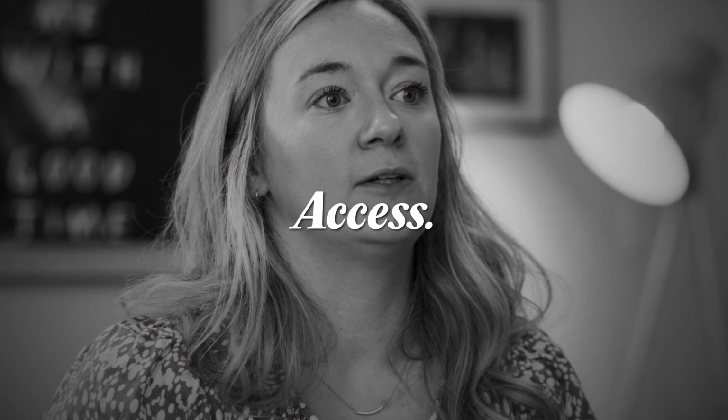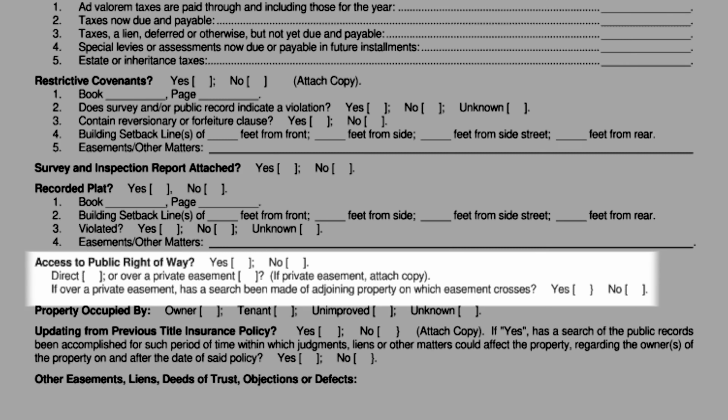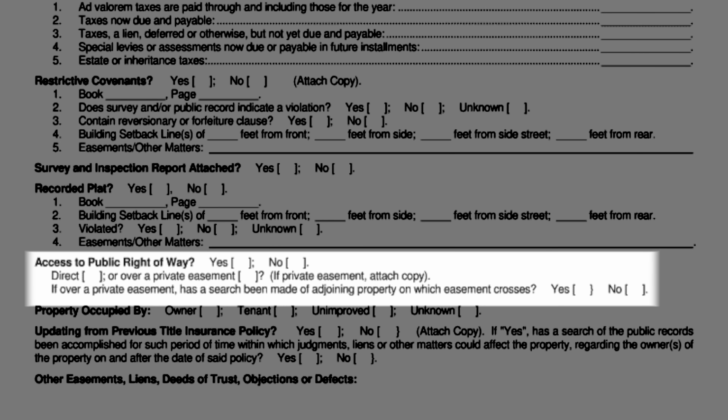It's also common for a title report to talk about the type of access the property has. So in North Carolina, it's required in the standard offer to purchase that the property have legal access to a public right-of-way. And that access doesn't have to be that the property abuts a public right-of-way. It could be over a private easement. So in that case, the title report's going to tell you whether the access is directly to the public right-of-way or if it's over a private easement, and if so, identifying that private easement.